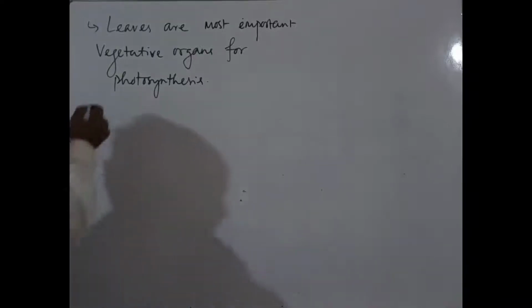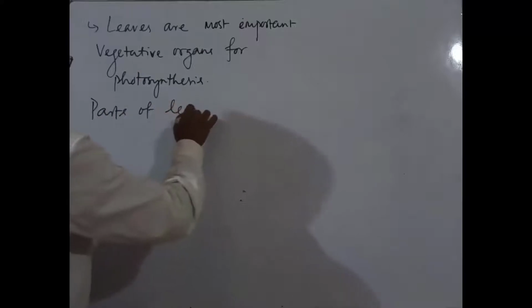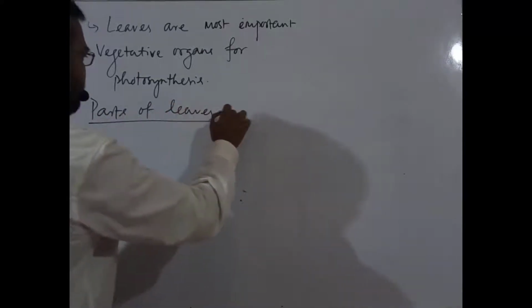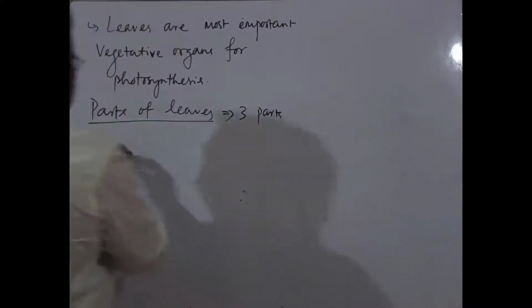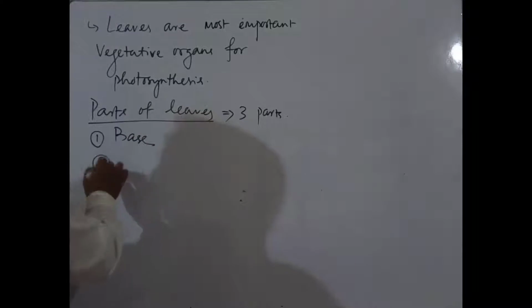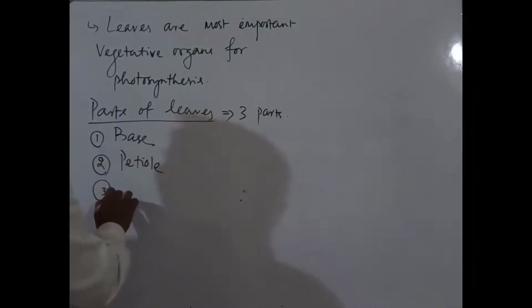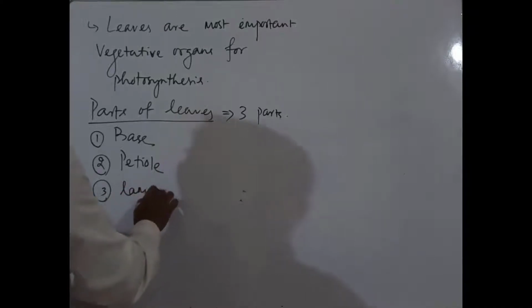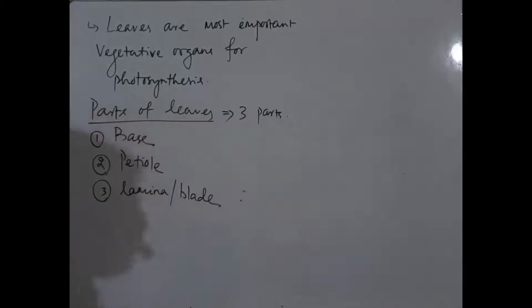Now go to the parts of the leaves. Parts of leaves. So three parts are there. Leaves का तीन पार्ट है. Number 1 base, number 2 petiole, number 3 lamina, या इसको बोलते हैं blade, leaf lamina or leaf blade.